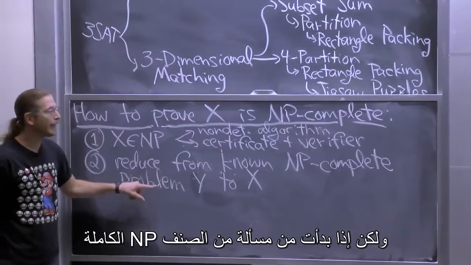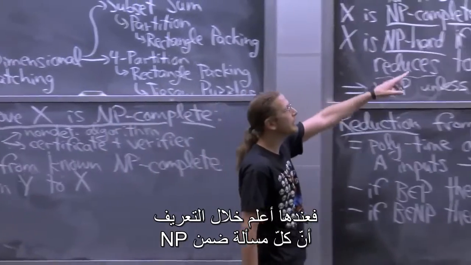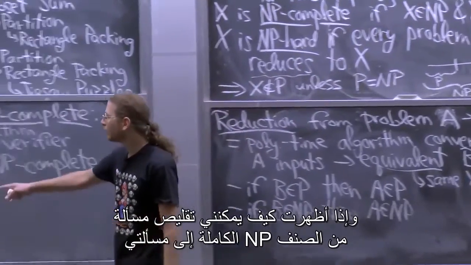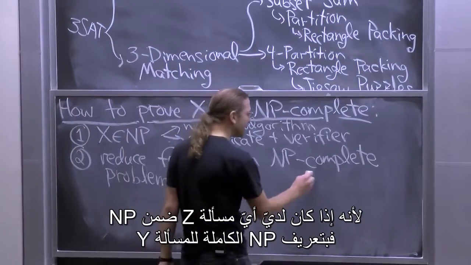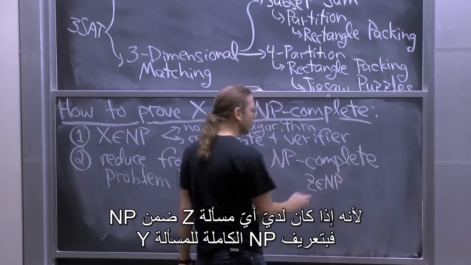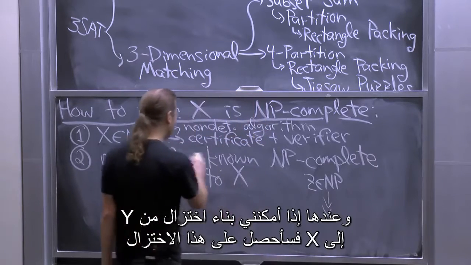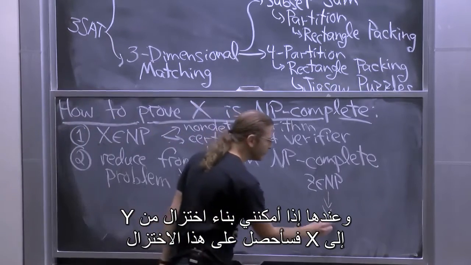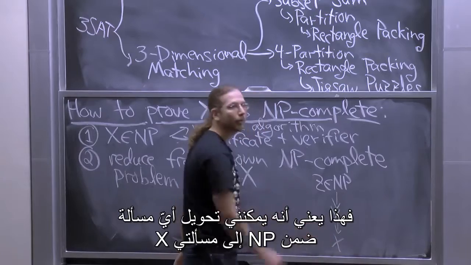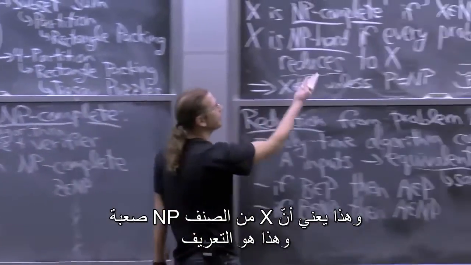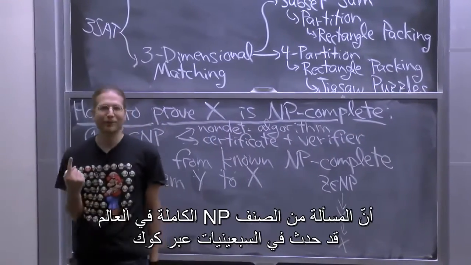But if I start from an NP-complete problem, then I know by the definition that every problem in NP can be reduced to that problem. And if I show how to reduce the NP-complete problem to me, then I know that I'm NP-complete too, because if I have any problem Z in NP, by the definition of NP-complete of Y, I can reduce that to Y. And then if I can build a reduction from Y to X, then I get this reduction. And so that means I can convert any problem in NP to my problem X, which means X is NP-hard. That's the definition.